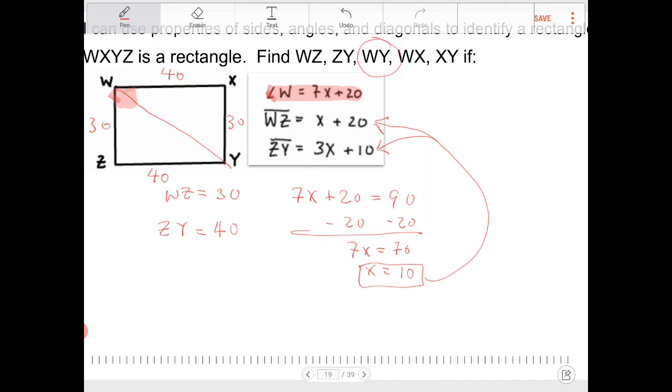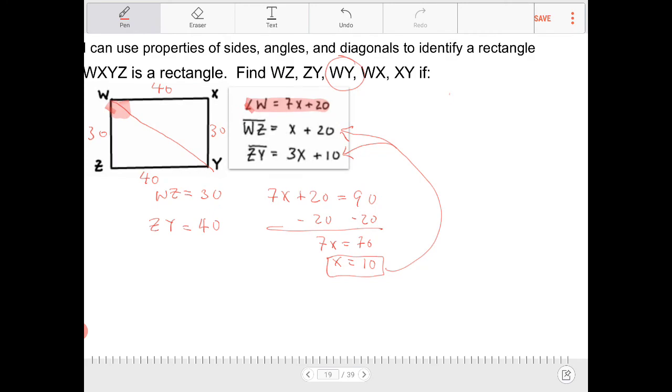Okay, so to figure out what WY is, now looking at this, I'm dealing with a right triangle where this is 30 and this is 40. Immediately, what should jump out at you is this is a Pythagorean triple. The third side, therefore, has to be 50. If you didn't recognize this, you can, of course, always resort to using the Pythagorean theorem, and you will end up in the same exact place. However, I do encourage you to try to recognize these Pythagorean triples as it becomes super handy in problem solving.